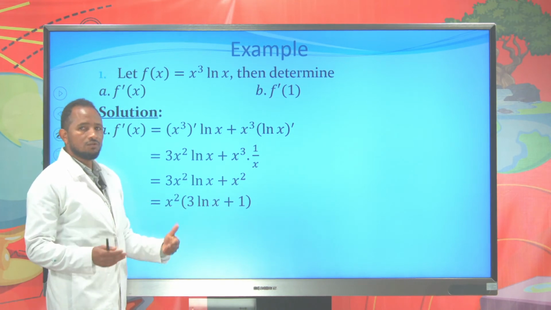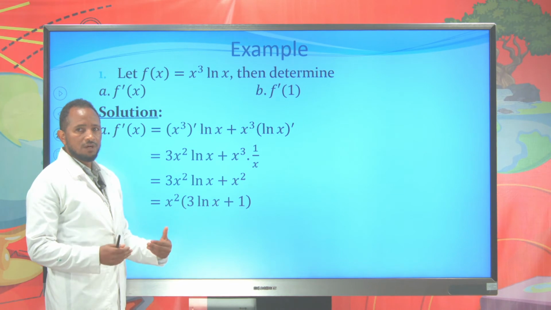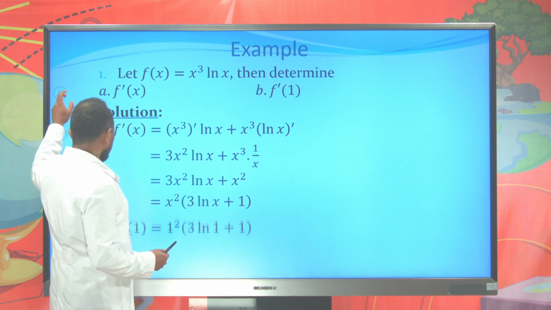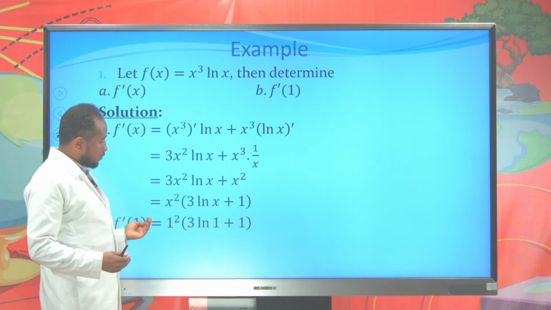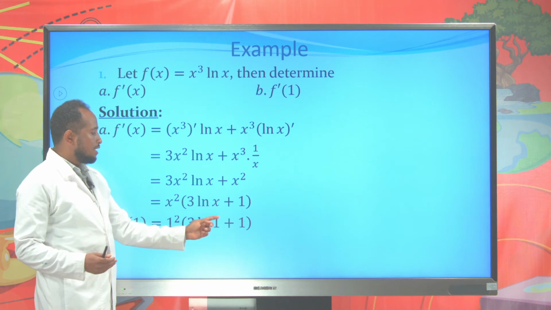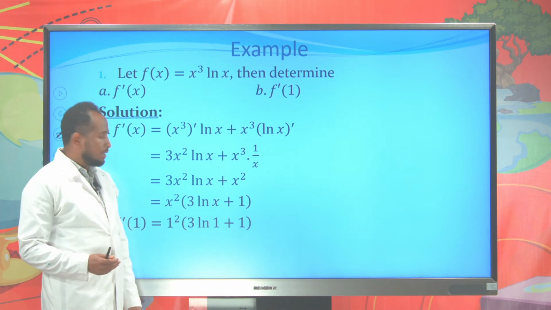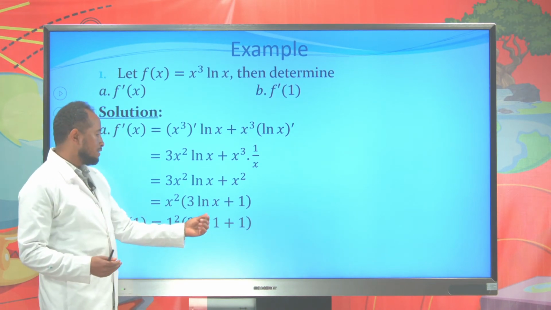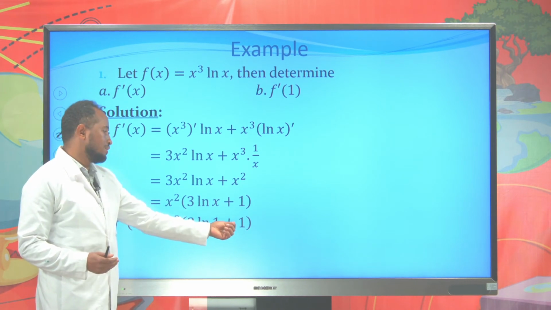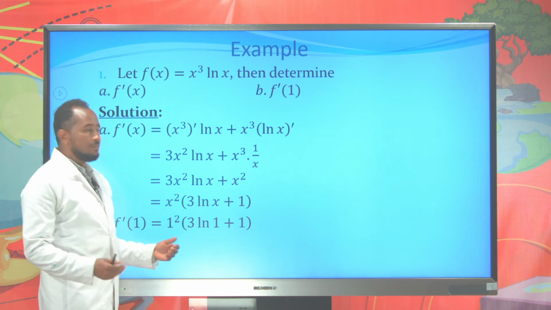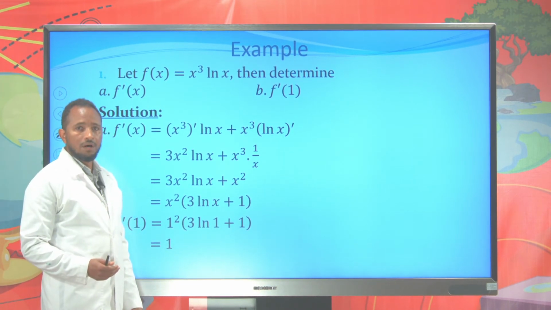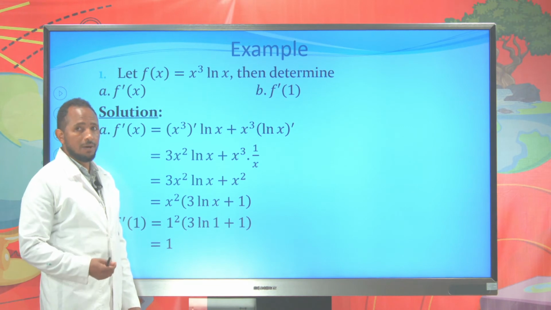Now we are also asked to find the derivative of this function at 1. So substituting 1, f derivative at 1 will be 1 squared times 3 ln of 1 plus 1. You know ln 1 is 0, so this part is 0, 0 plus 1 is 1, and 1 times 1 is 1. So the final answer is 1. Now let's continue to the next part.